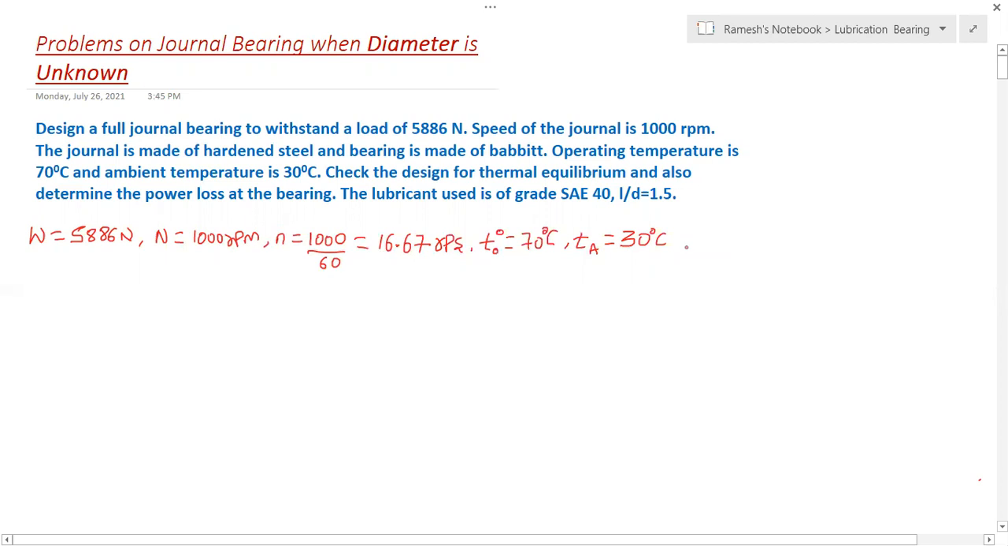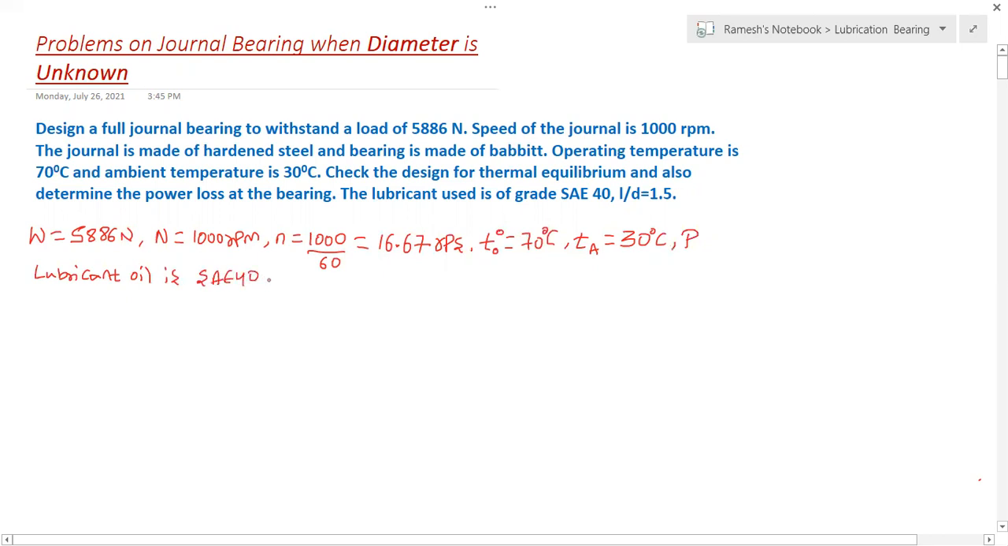Check the design for thermal equilibrium and also determine the power loss. So you need to find out the power loss at the bearing, and the lubricant used is of grade SAE 40. Means whatever the lubricating oil is there, the lubricant oil is SAE 40.